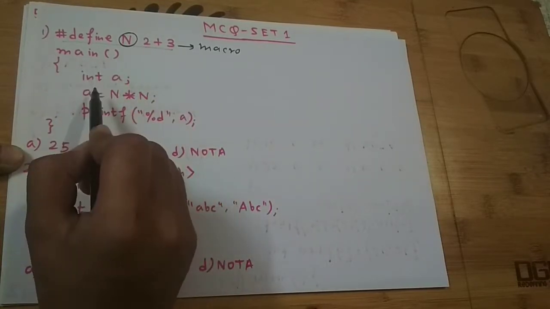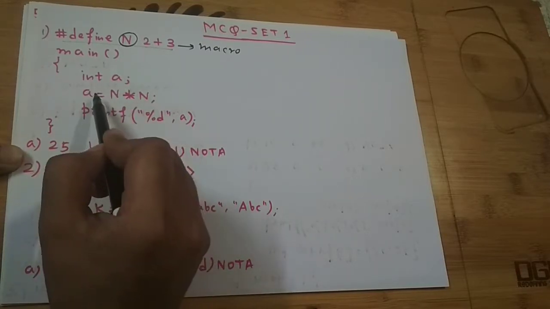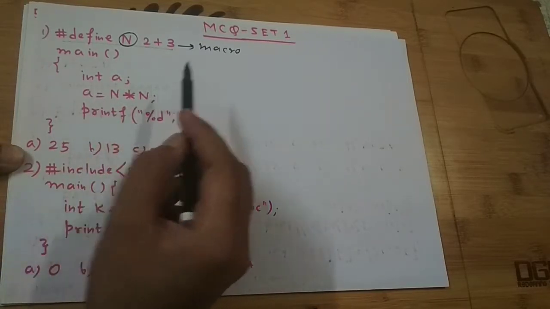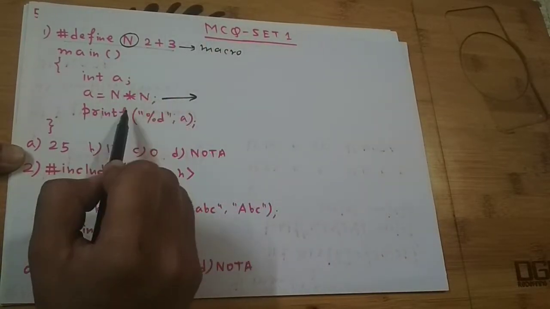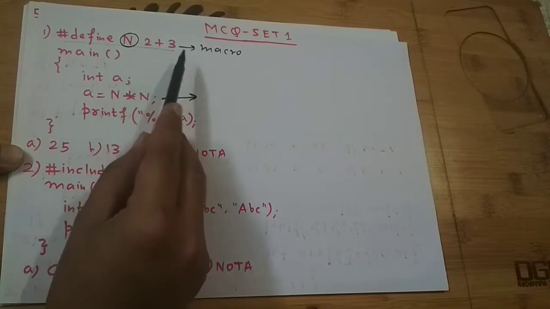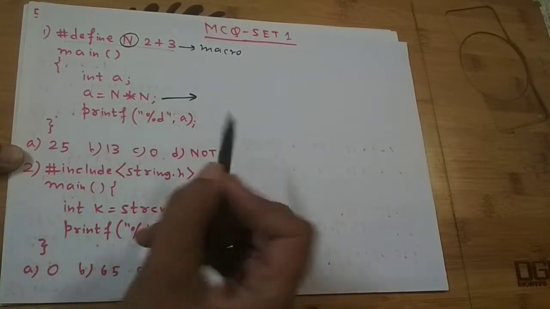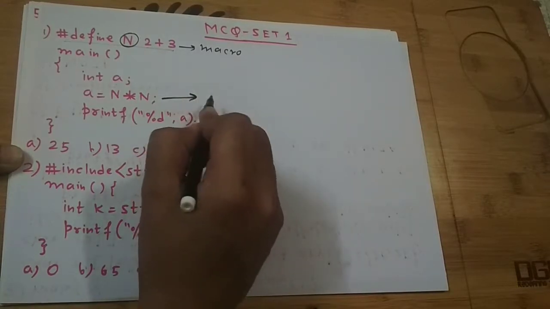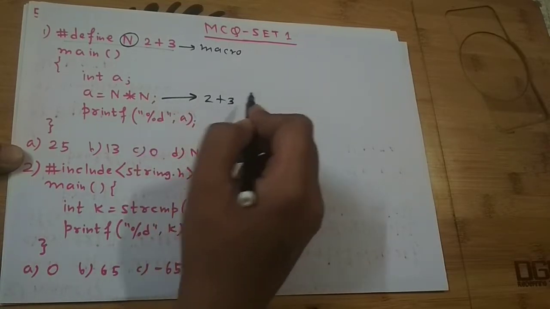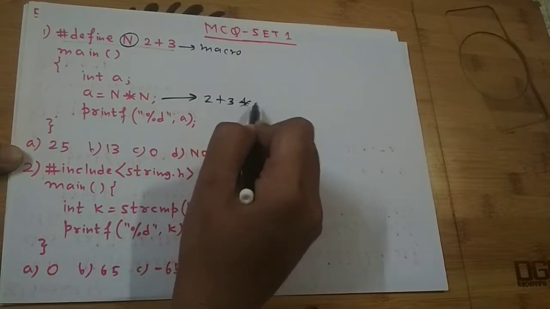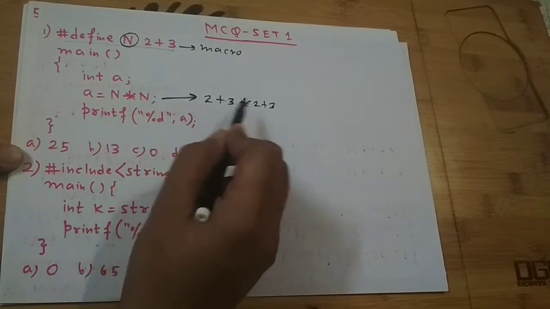So we are starting with main. Now we have a variable of type int, which is a. Now a is equal to n into n. What will happen because of this statement? In place of n, 2 plus 3 will be substituted. I have two n's here, so I'll substitute 2 plus 3 twice. I'll get 2 plus 3 in place of the first n, and another 2 plus 3 for the second n, so there's 2 plus 3 into 2 plus 3.